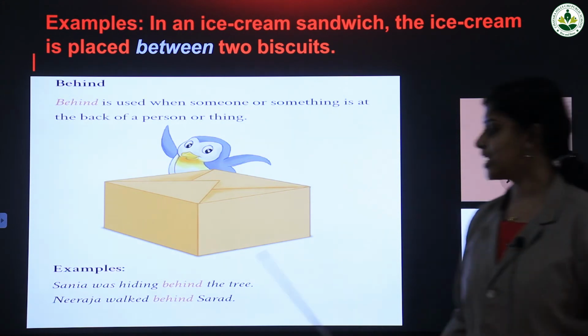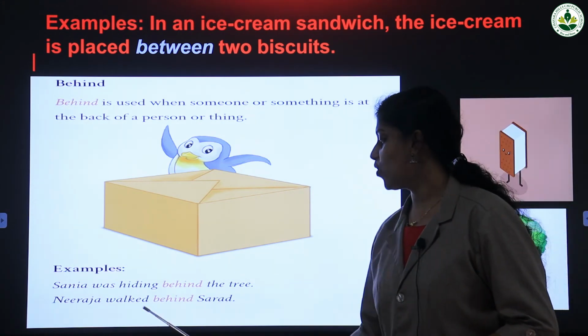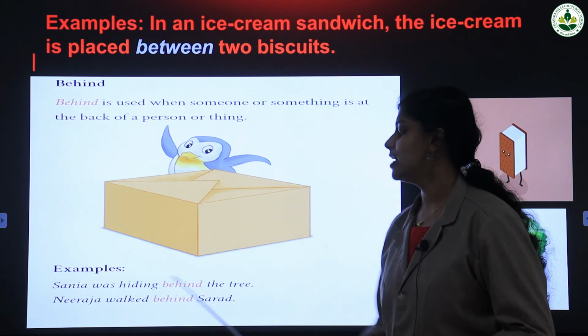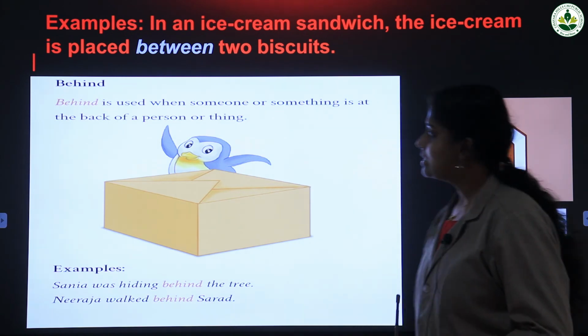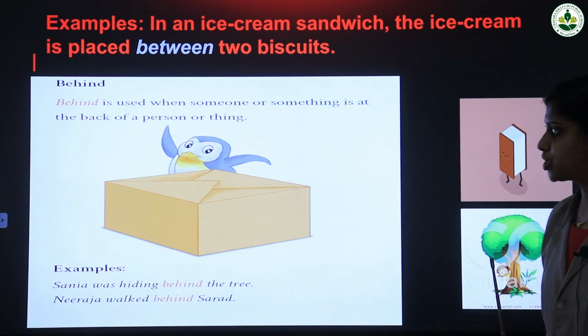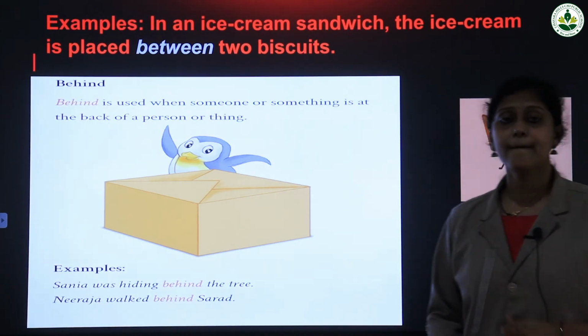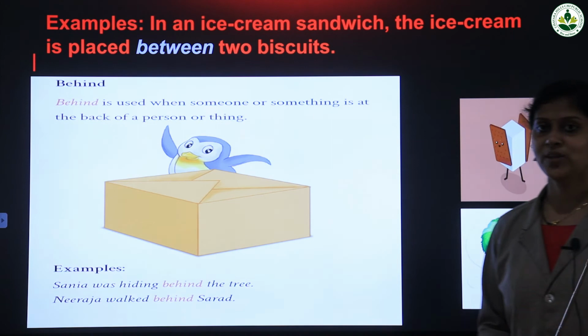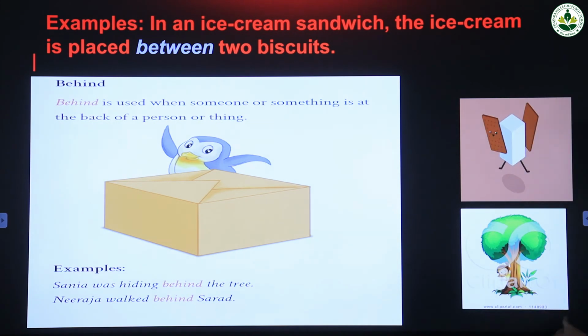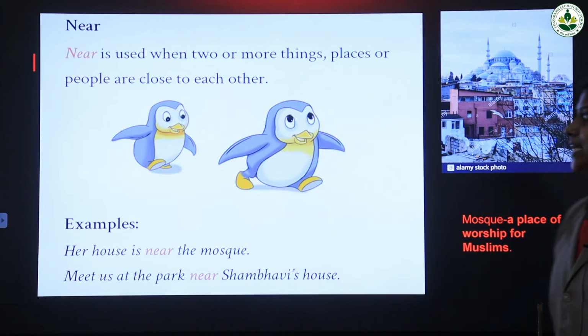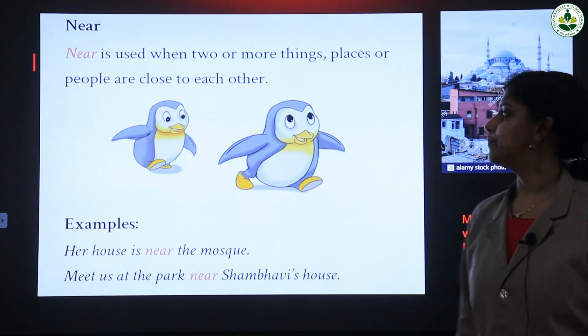Okay, look at the next example. Neeraja walked behind Sarath. So the preposition behind is used when someone or something is at the back of a person or thing. Okay, next preposition, near.